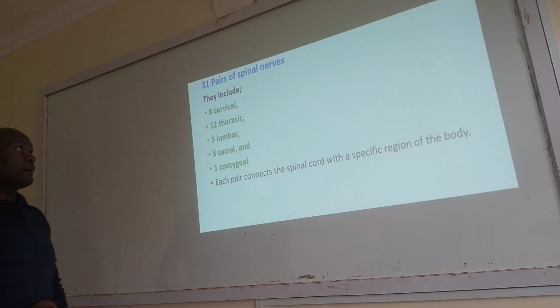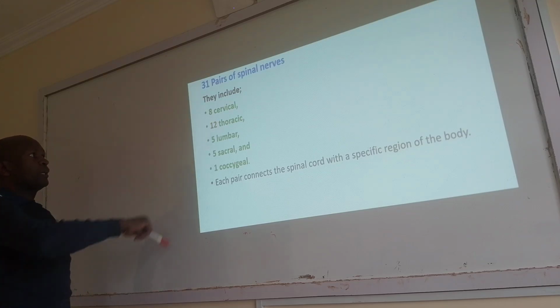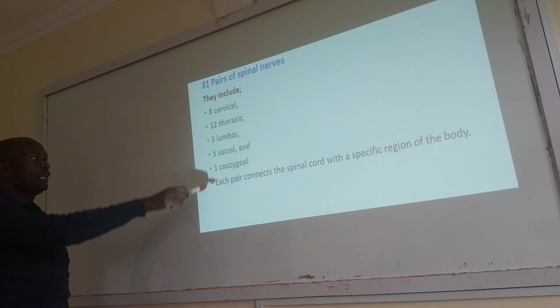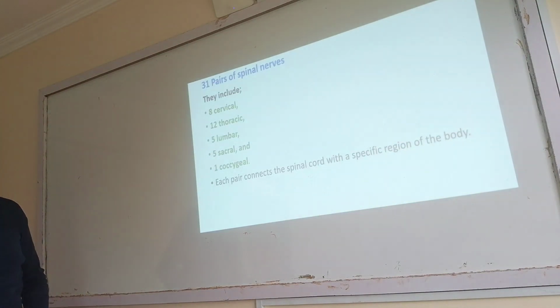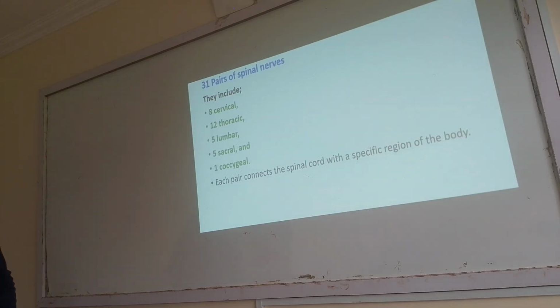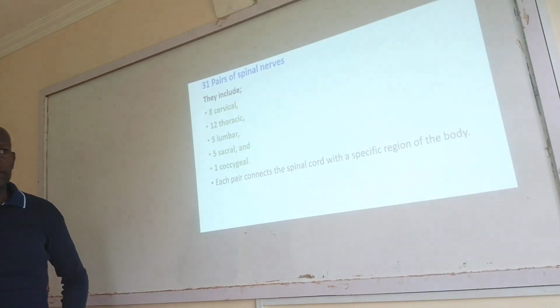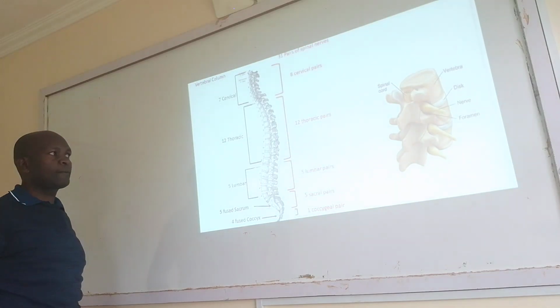Back to our spinal nerves, there are 31 pairs. In the cervical region, we have 8 of them. In the thoracic region, we have 12. In the lumbar region, we have 5. In the sacral region, we have 5. And in the coccygeal region, we have 1. So the total gives you 31 pairs. Remember, all of them are mixed, meaning they have both sensory and motor aspects.